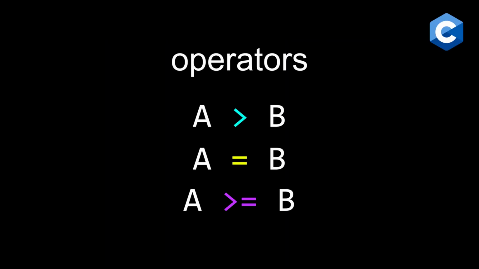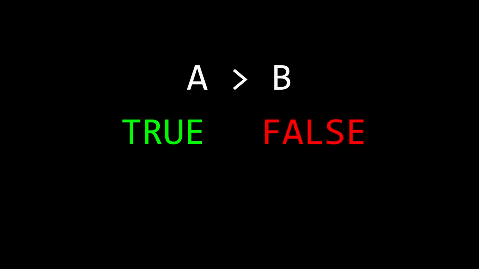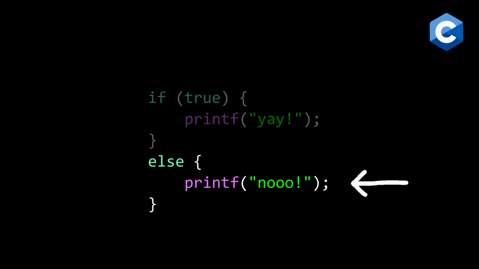To implement algorithms, you often have to compare 2 values, which you can do with operators like greater than or equality, and logical expressions such as and, or, and not. Expressions like these are simple. They can be true or false, which are the possible values of the Boolean data type, and allow you to write conditional statements. If some condition is true, do this, else do that.